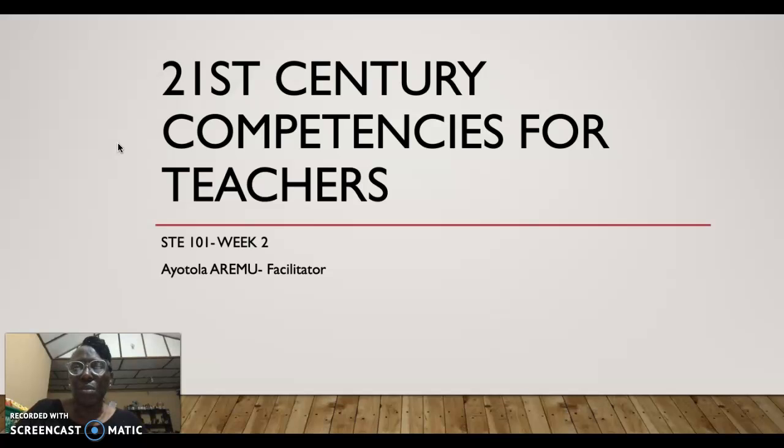Today we'll be talking about the kind of competencies that teachers need to operate in the 21st century classroom. But before we go into that, we have to look at what actually is the 21st century classroom we're talking about. And when we look at that, we'll be able to see what competencies teachers need to have to be able to operate. We would also want to consider why the 21st century classroom is needed. Okay, let's go on.